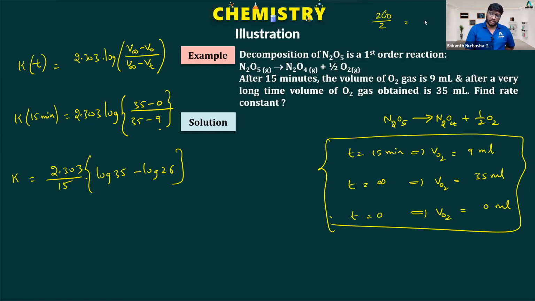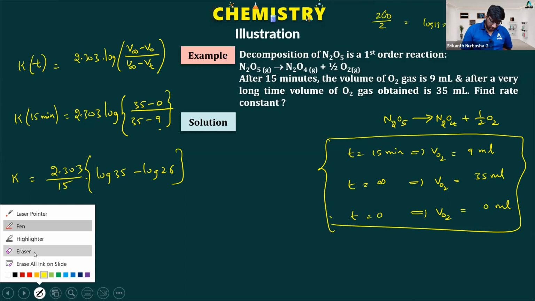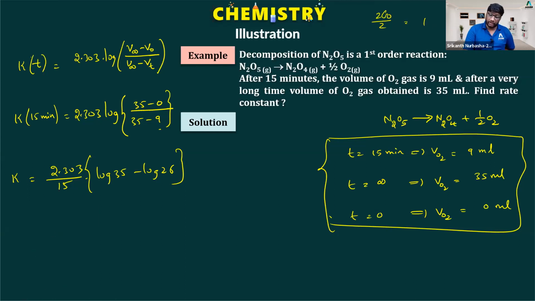Whenever you can't find the value, then you can take log 13 as log 12 plus log 14 divided by 2. Average value you can consider. In case the values are not given to you and there is no other possible way to find it, then you can approximate in that way.